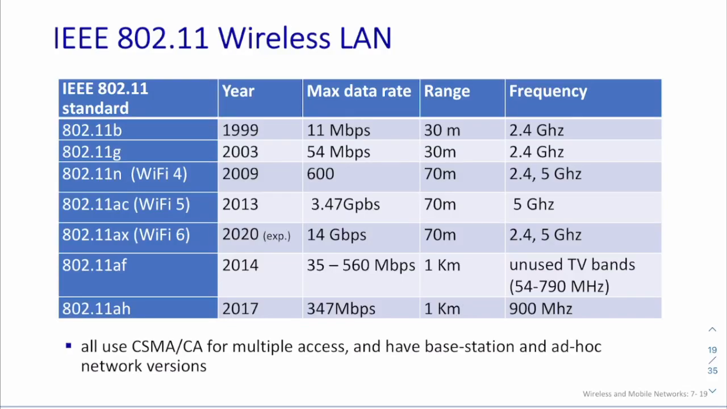Okay, this hour we will continue the introduction of IEEE 802.11 wireless LAN. You can see that we have a table right here. That is the evolution of different 802.11 standards, from the very first B protocol, G, N, AC, AX, AF to H. And you can see that the maximum data rate increases.